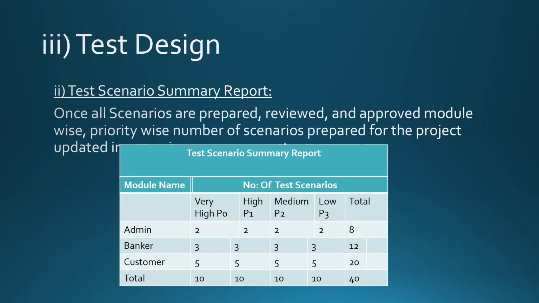You can see here the module name is admin. Under number of test scenarios, high priority P1 is 2 test scenarios, medium priority is 2 test scenarios, and low priority P3 scenarios are 2. So the total for the admin module is 8 test scenarios. Likewise, you can have many modules inside your application, so you will get the total by the end of this count, that is 40 in my case, for example. So this is how the test scenario summary report looks.